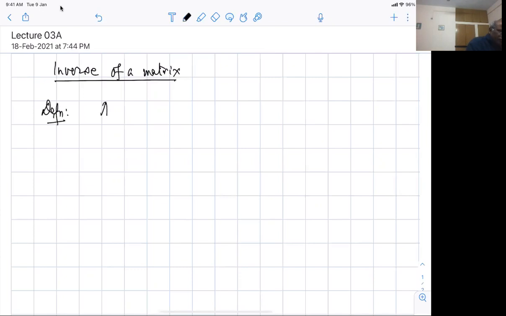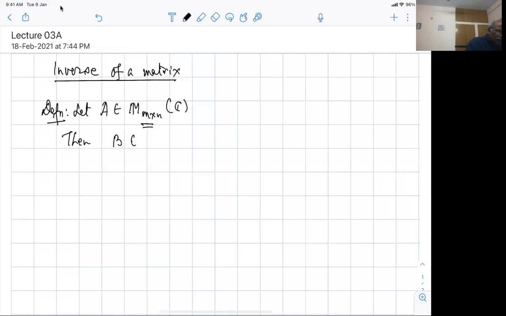So take any matrix A belonging to M of m cross n of C. Note that it's not a square matrix that I'm looking at. I'm looking at a general m cross n matrix, which has m rows and n columns. And C indicates the entries of the matrix, that is, complex numbers are allowed to be the entries here. Fine. Definition. So let A belong to this.